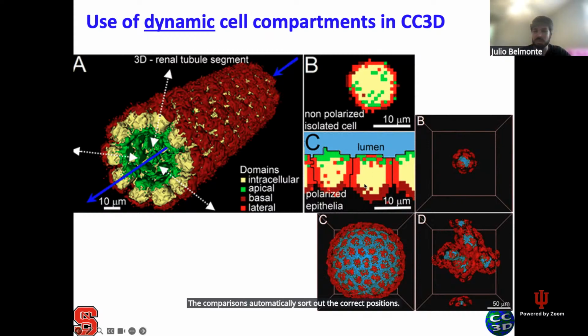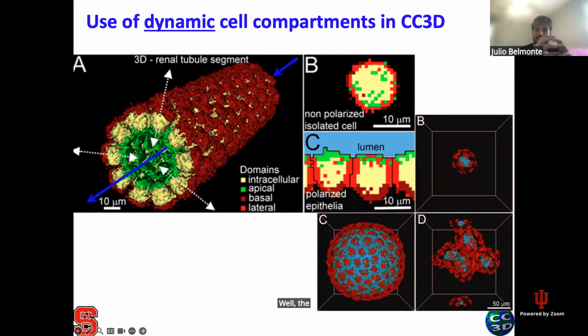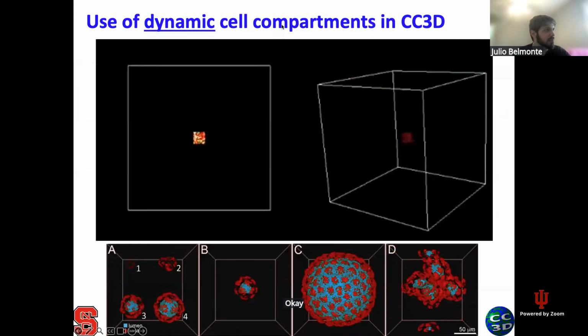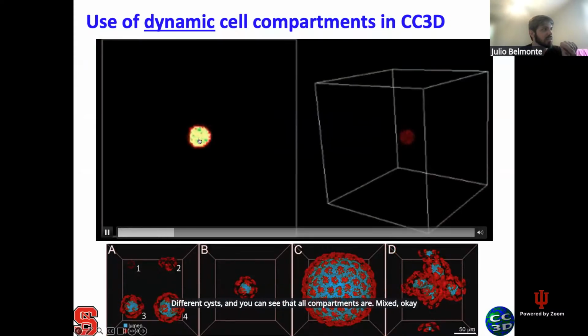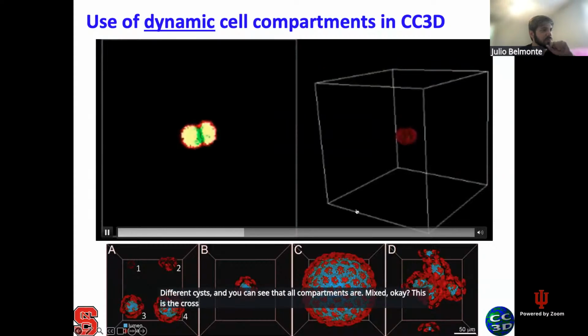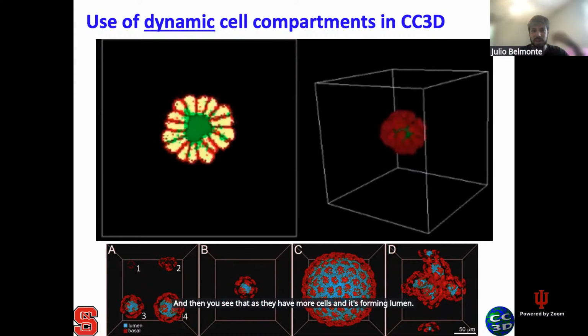So this is a case where I did this for both the renal tube and the cysts that grow out of it. Maybe here you can see a movie. You see a single cell that's growing and forming different cysts, and you can see that all compartments are mixed. This is the cross section, and this is a 3D view. And then you see that as they have more cells and it's forming a lumen, all the compartments start to sort automatically.